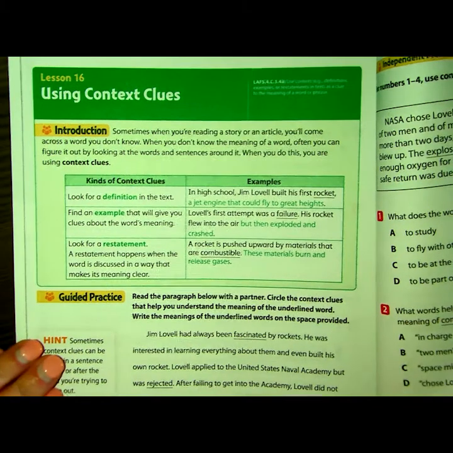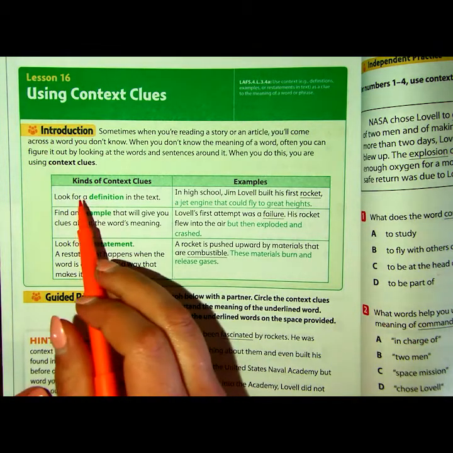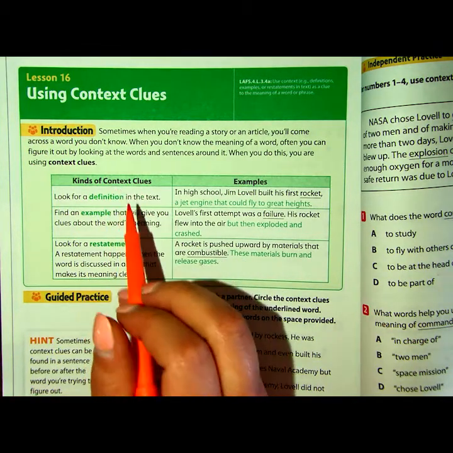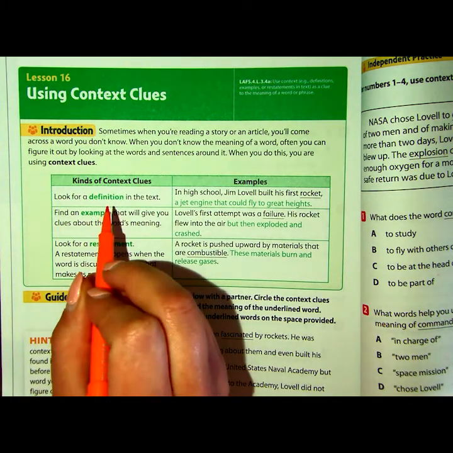Right, we are on lesson 16. We are looking at context clues. We know that good readers use context clues all the time to figure out the meaning of unknown words. Let's take a look at a couple examples. So how can we use context clues? Well, sometimes you can look for a definition in the text.